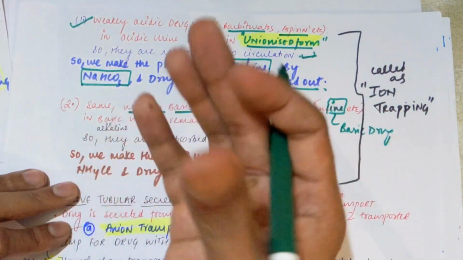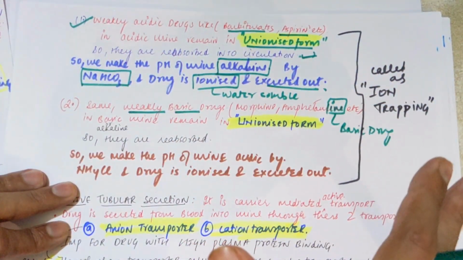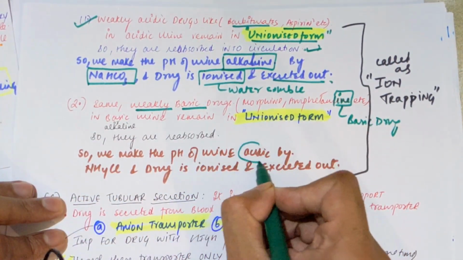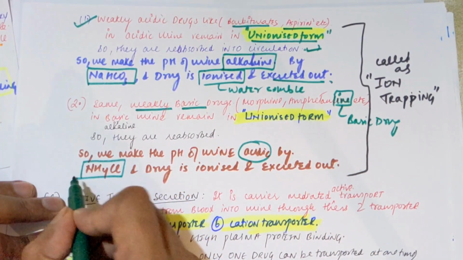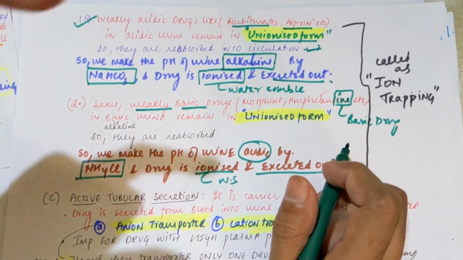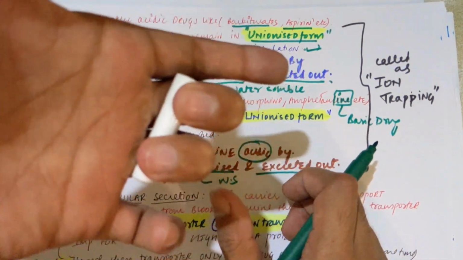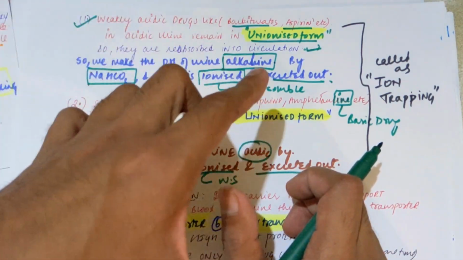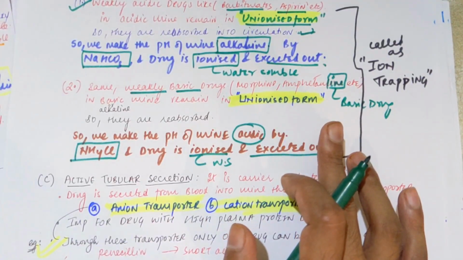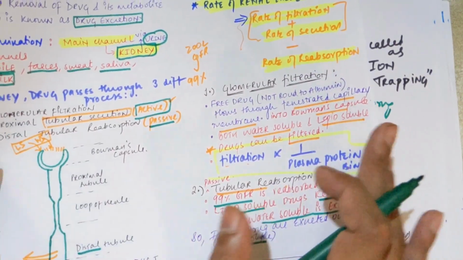Clear? So the urine is acidic for basic drugs, so like acidic drugs, they will be unionized and reabsorbed, and can also lead to toxicity. So in that case we make the pH of the urine acidic by adding NH4Cl. Clear? And the drug is now ionized, that is water soluble, and it is excreted out. So that is the main concept behind tubular reabsorption: we make the drug water soluble, so that it can easily be excreted out and there is no drug toxicity. Clear? So this was the main concept behind distal tubular reabsorption. It is a passive process.